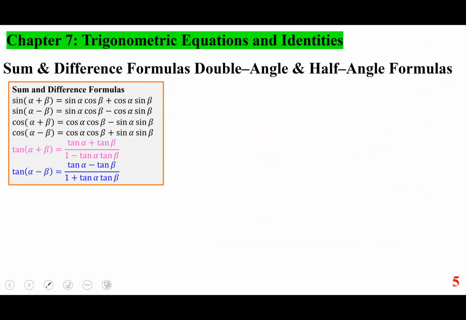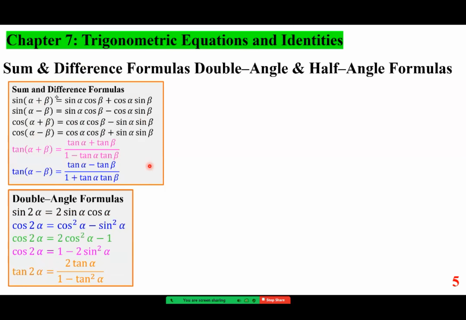We're going to look at more formulas, sum and difference formulas, double angle, half angle, and so forth. So we remember sine of alpha plus beta is sine alpha cosine beta plus cosine alpha sine beta. Cosine of alpha plus beta is cosine alpha cosine beta minus sine alpha sine beta. Tan of alpha plus beta is tan alpha plus tan beta over 1 minus tan alpha tan beta. We have developed those formulas.